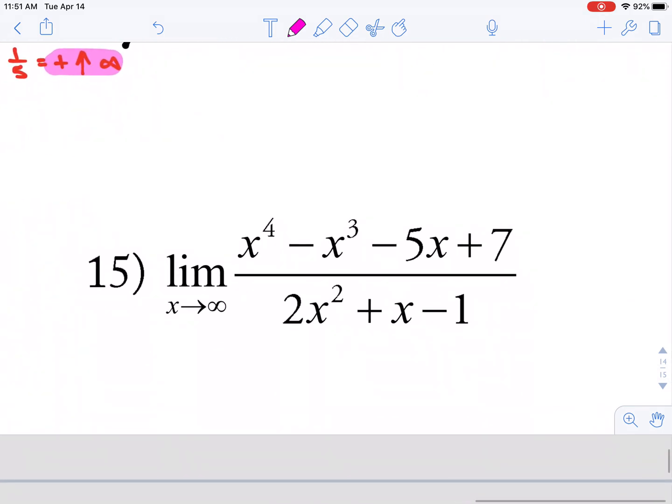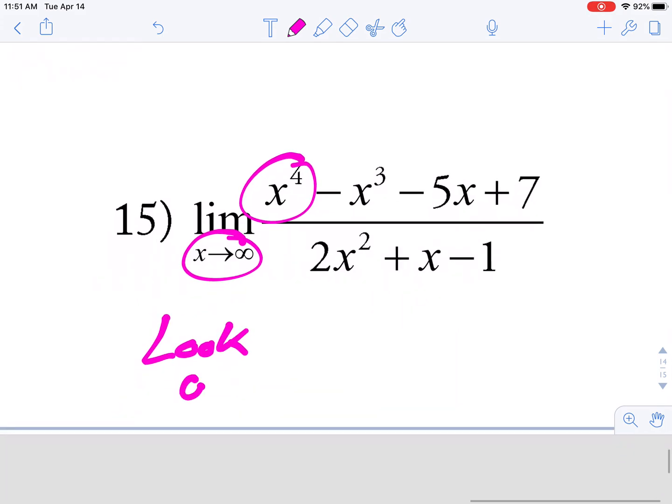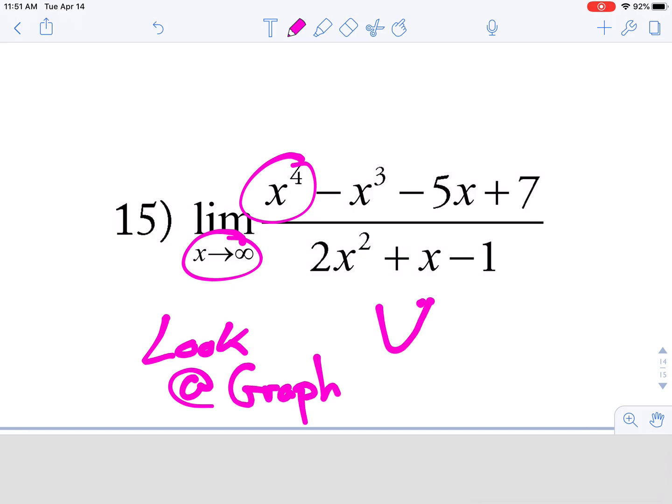15. Here now, this is one of the tougher ones. So again, we notice we're looking for our end behavior. Here, the top is bigger. So now we can look at a graph. You can look at the graph in your calculator, and if you looked at the graph, you would get something that would look like this as you went to the right.